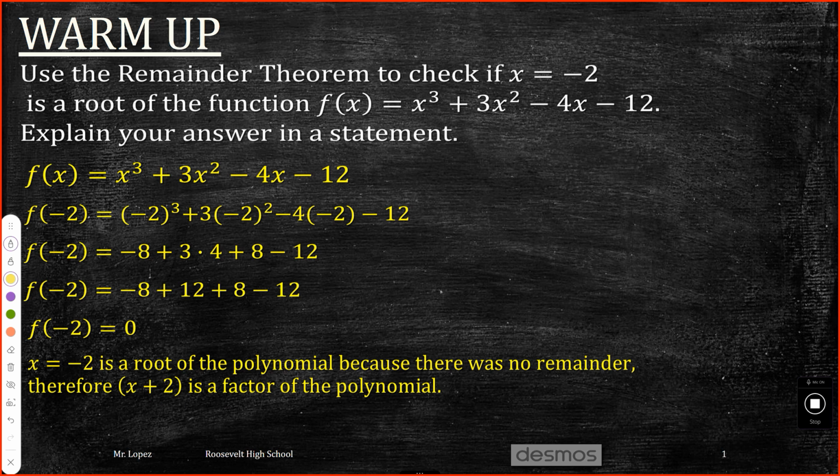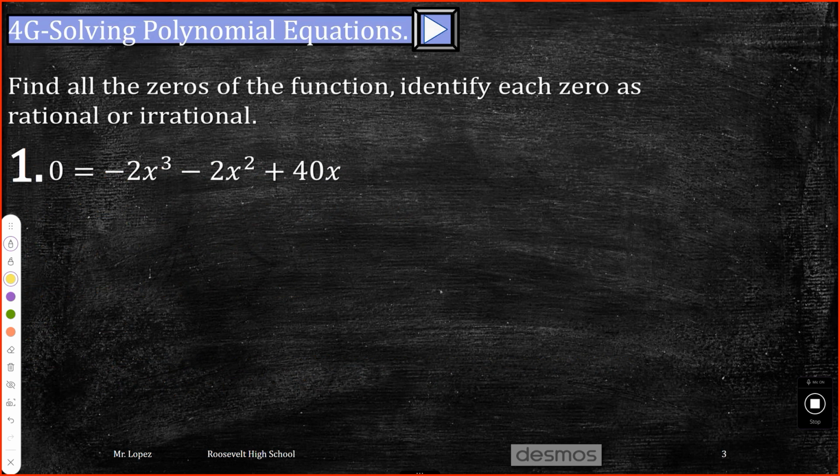All right. So let's go to the lesson of today. Good? All right. So lesson 4G, solving polynomial equations. Find all the zeros of the function. Identify each zero as rational or irrational. So problem number 1.